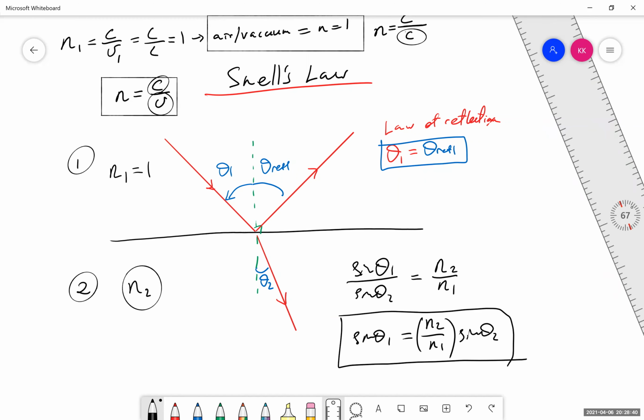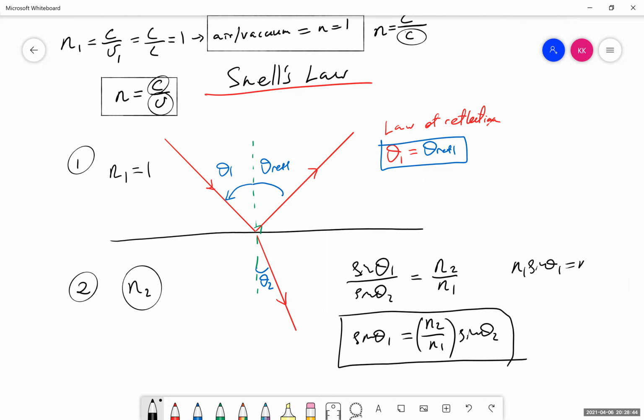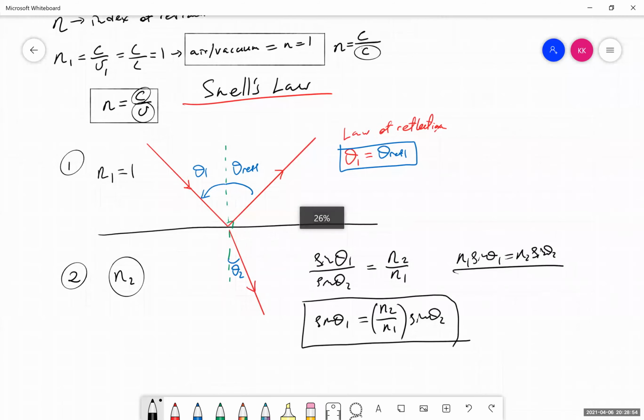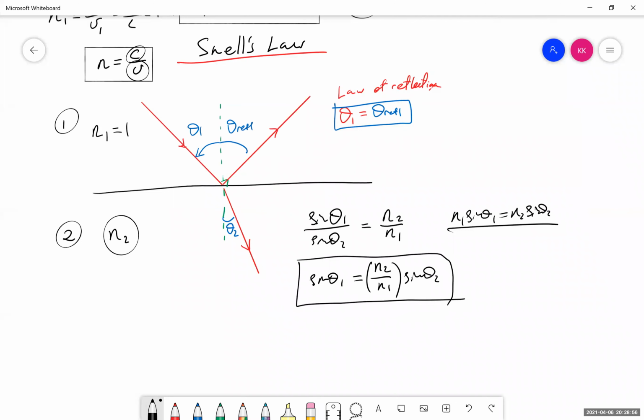Technically, Snell's law is written like this: N1 sine of theta 1 equals N2 sine of theta 2. Okay, but for us, this is actually the equation that we're going to be using to take experimental data. Because one of the things we're going to do here is this. It says that sine of theta 1 is proportional to sine of theta 2. That means they're not equal to one another, but they're proportional.